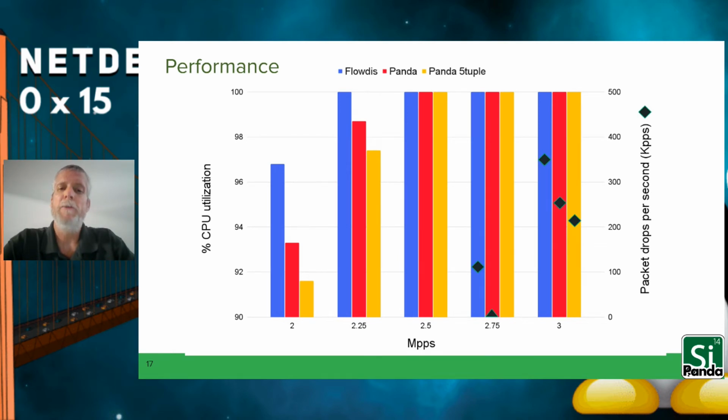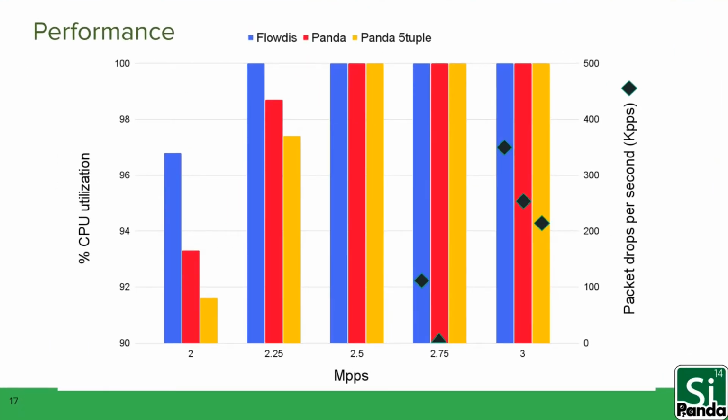But once we go to 2.75, we now see that all three have 100% CPU utilization. And we actually start to see packet drops in the FlowDis case and a very tiny number in the PANDA case. Once we go up to 3, then we see even more drops in the FlowDis case, some number of drops in the PANDA, and some number in the PANDA 5 tuple, but they are still less. I should mention in all these cases, lower is better in both CPU utilization and packet drops per second.